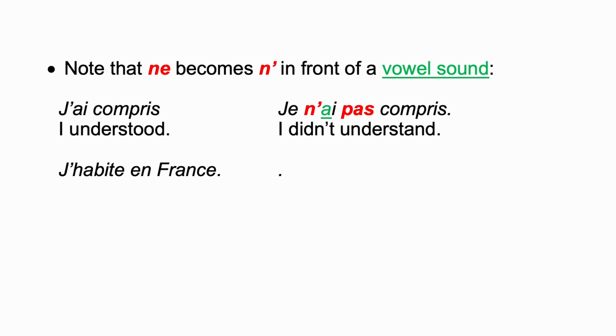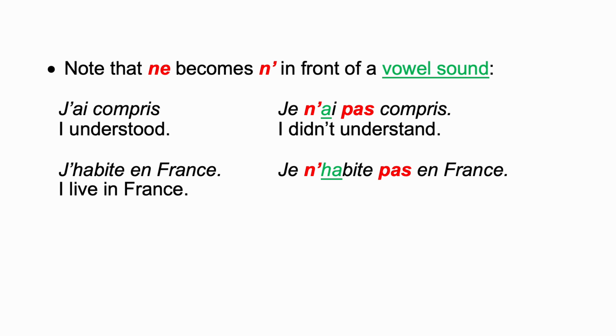"J'habite en France", I live in France. As for negative form, "je n'habite pas en France", I don't live in France. Repeat after me, je n'habite pas en France.